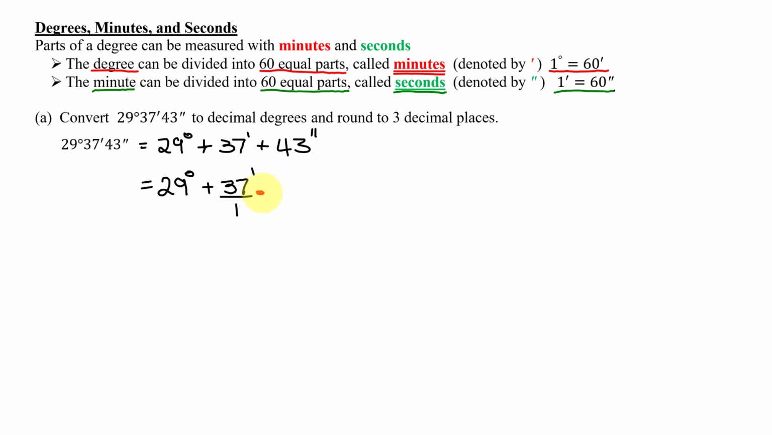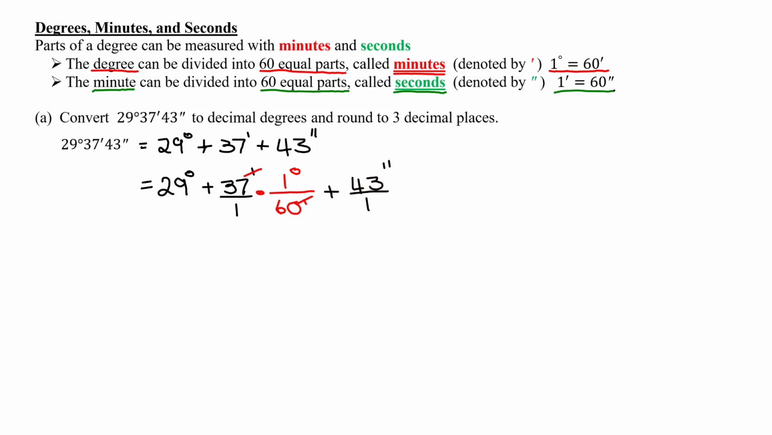And now I'm going to use this conversion factor. To help you figure out what goes in the denominator, it's whatever unit is in the numerator in this part of the fraction. So I'm going to put 60 minutes in the denominator and 1 degree in the numerator. Then my minutes cancel out and I just get left with degrees. Now do the same for 43 seconds.